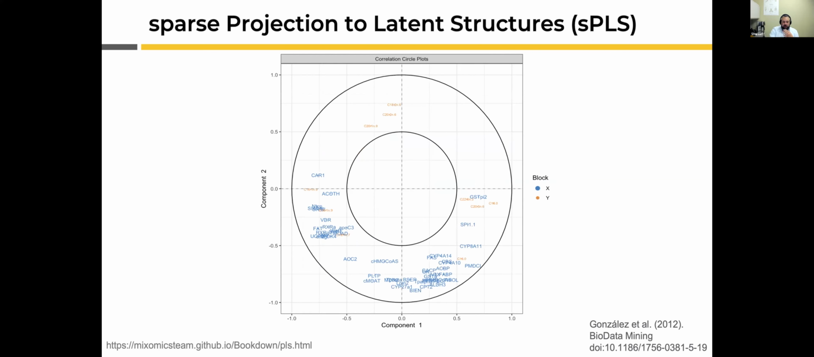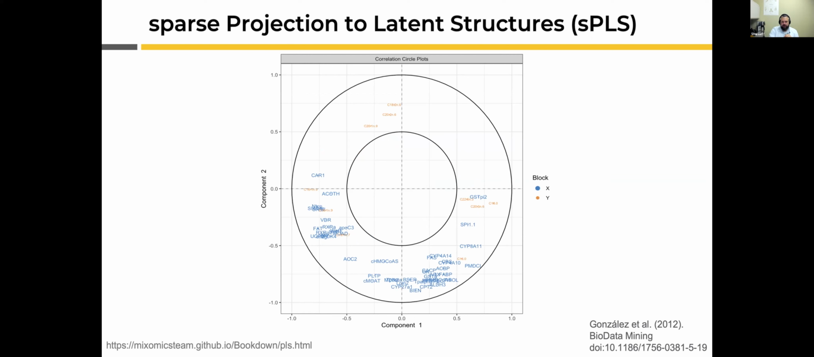And this is a more modern version. As I mentioned, this is from the R package Mixomics. This is the results of sparse projection to latent structures, PLS, visualized using a correlation circle plot.